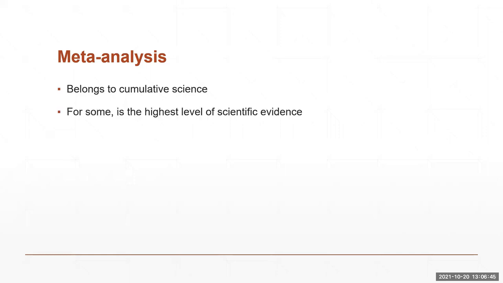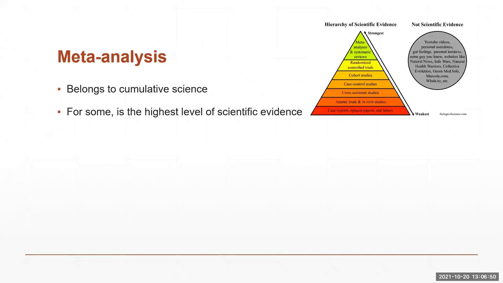For some, meta-analysis is the highest level of scientific evidence. We have a pyramid of the hierarchy of scientific evidence, and meta-analyses are at the top, and at the bottom you have case reports, opinion papers, and letters. So in an idealistic world, meta-analyses are at the highest level of scientific evidence, but we will see in the next slides that it is not always the case. It's not obvious, so we need to improve our meta-analyses.